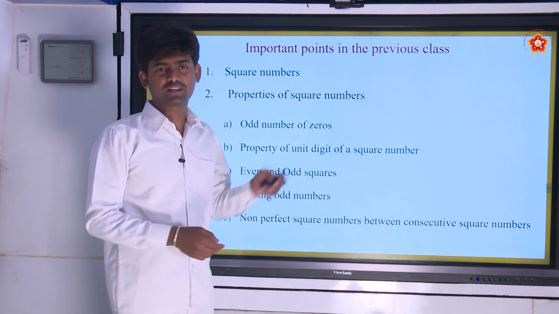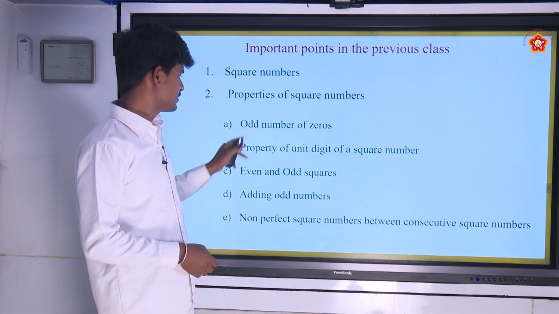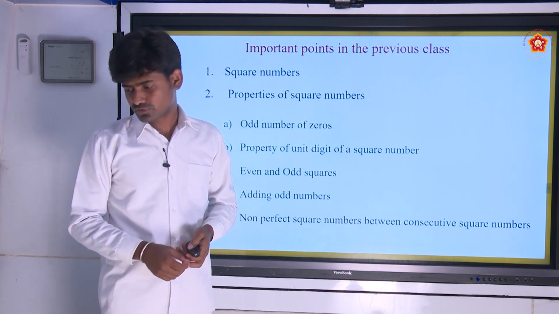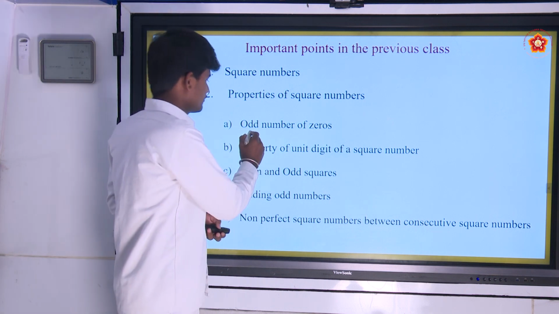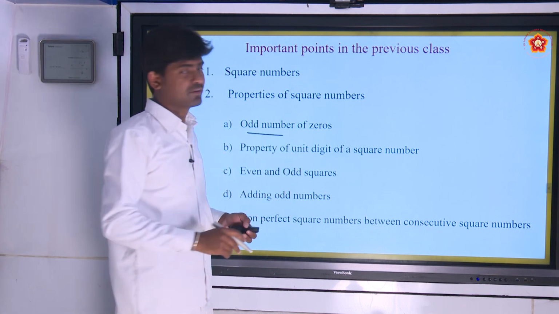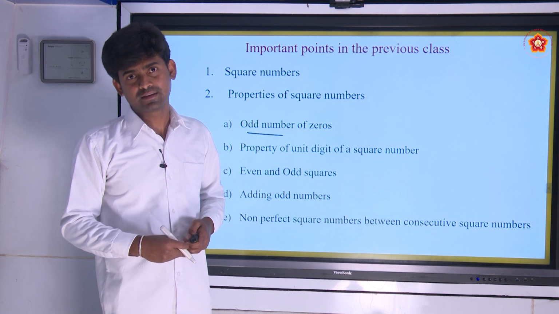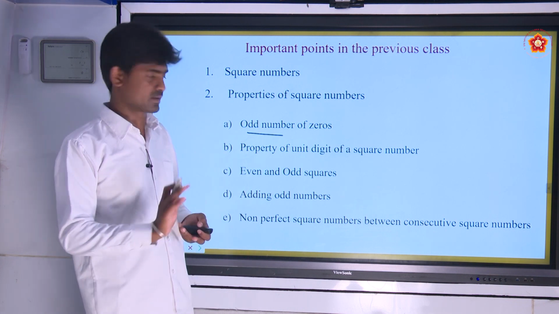Next, there are properties of a square number. The first property is odd number of zeros. If a number has an odd number of zeros at the end, it cannot be a square number.